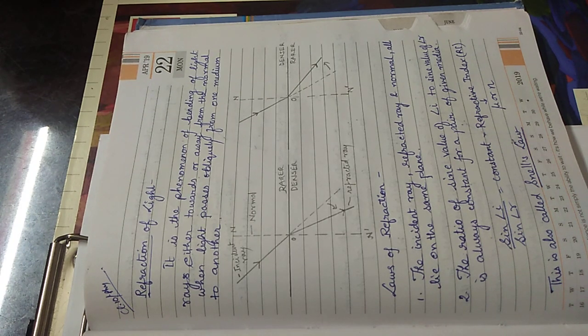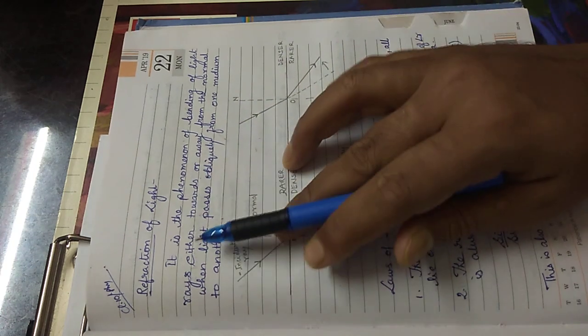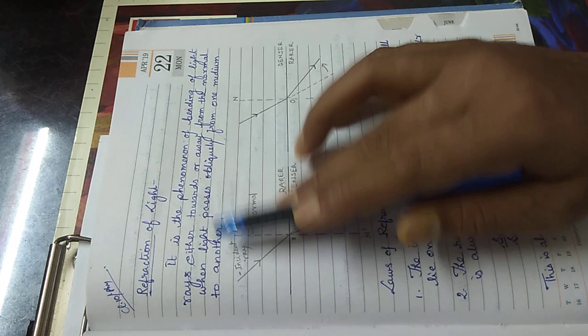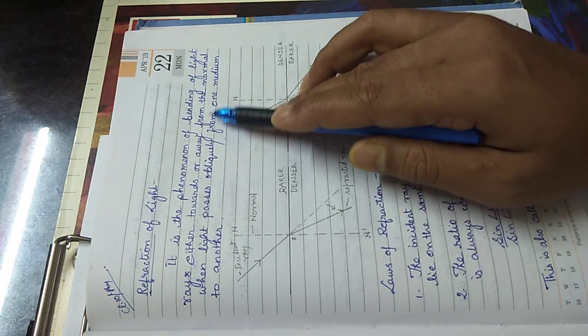Suppose you enter into a swimming pool, your leg or your body seems to be smaller, or you move a pencil behind a bottle which is filled with water, you'll find that the pencil looks thicker. All these occur because of the process called refraction of light. So what is refraction of light? The definition is that it is the phenomenon of bending of light rays either towards or away from the normal.